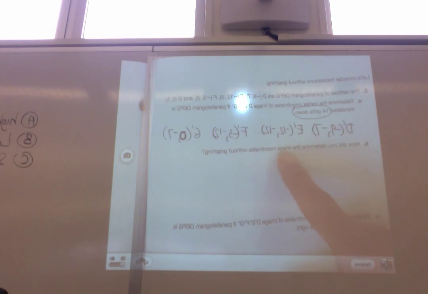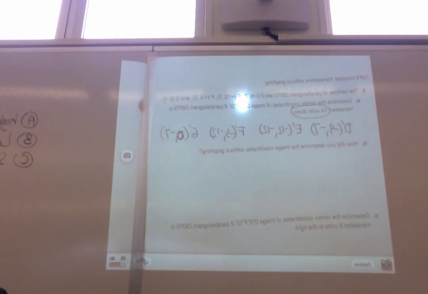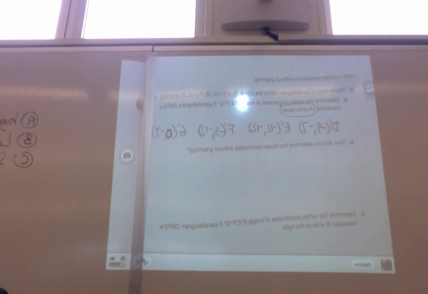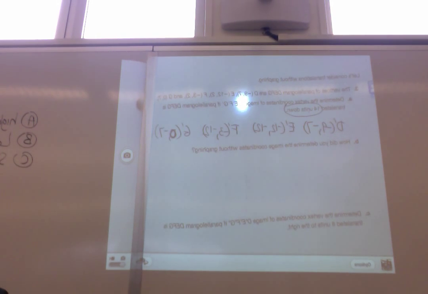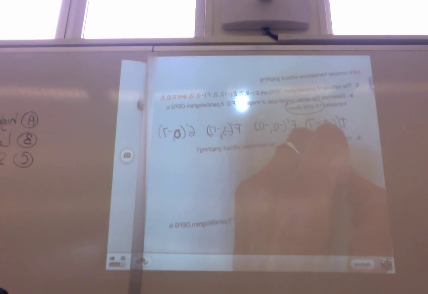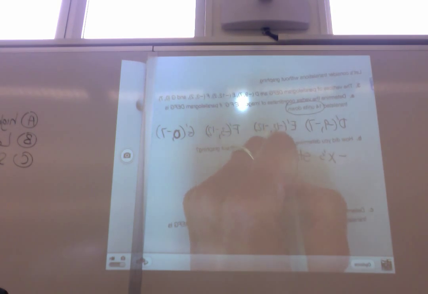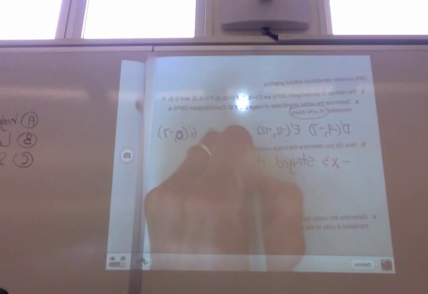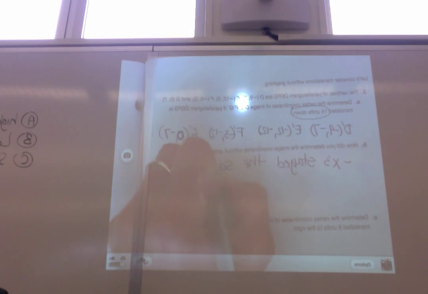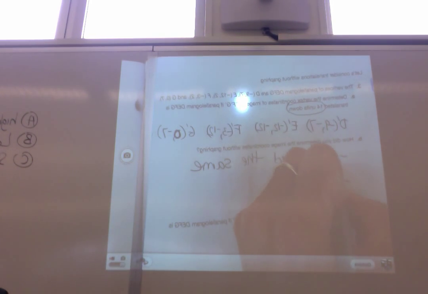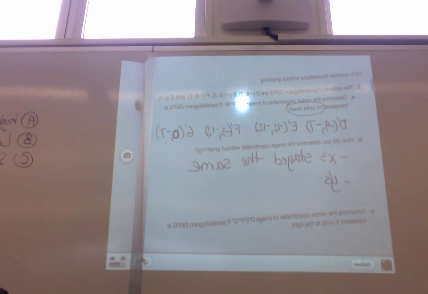How did you determine the image coordinates without graphing? Some of them we left the same. Who'd we leave the same? So we were changing the y's, and since we were translating 14 down, what did we do? Subtracted 14.